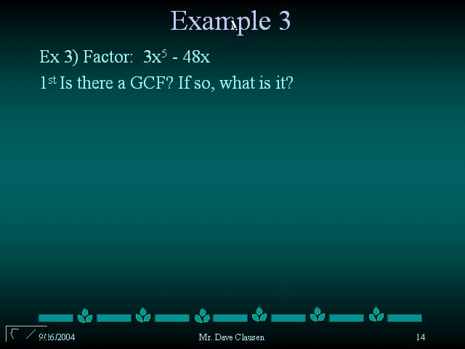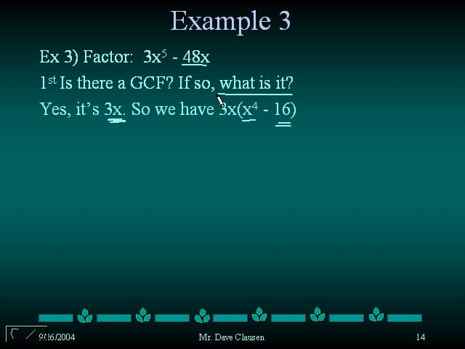First thing we learned about factoring is to check for a greatest common factor. Yes, it's the difference of two terms, but I don't see perfect squares. So look for the greatest common factor. It appears to me, and hopefully you can see this in your mind's eye rather than having to write it out, that the greatest common factor is 3x. So let's divide out. 3x to the 5th divided by 3x leaves us x to the 4th. And then 48x divided by 3x leaves us a negative 16.